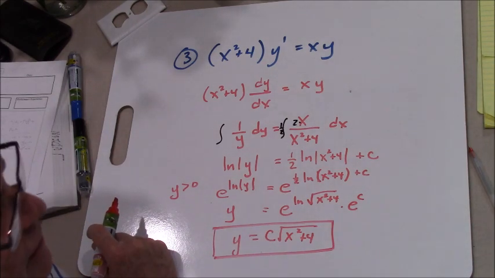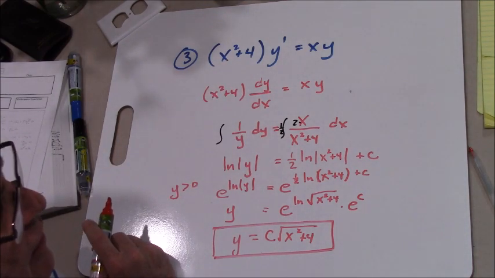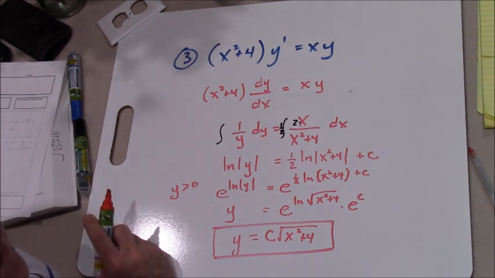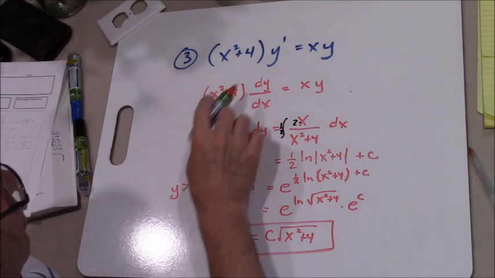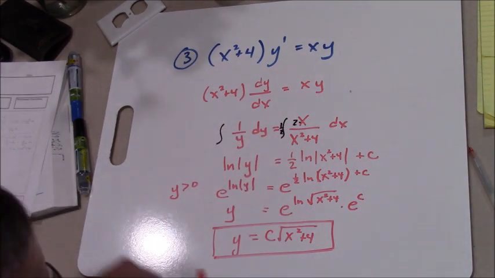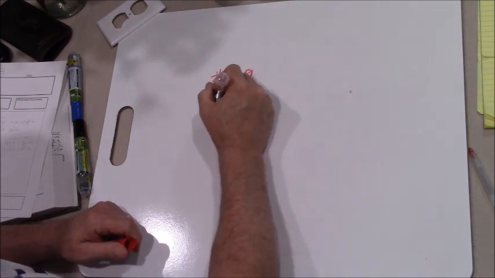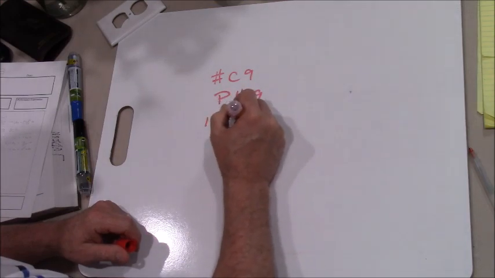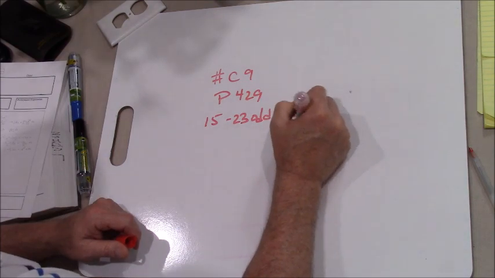All right, so that's it. Nothing new, more of the same, maybe pushing the ideas a little bit farther. As far as key ideas go, probably that coyote problem is a pretty important concept, trying to take a population problem and change it to a differential and doing some calculus to work your way through that. So I believe we're now on number C9. This is on page 429, and we're going to do 15 to 23 odd and 53 and 54.